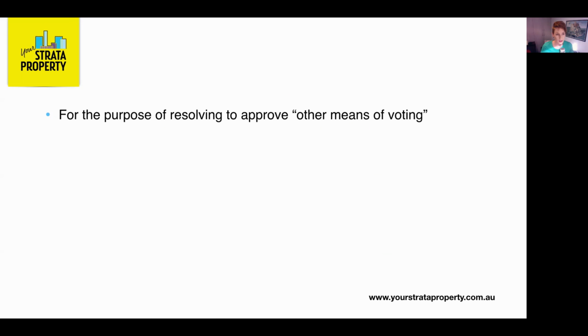Now, this is a meeting convened purely for the purpose of resolving to approve other means of voting. This is not a process for all schemes. This is only going to work where you have a building where the majority, or preferably a supermajority, or even better, all owners are on board with this idea and have already expressed their willingness to support it.